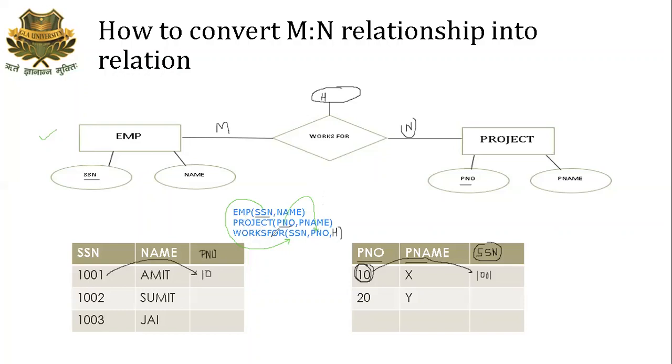So in an M:N relationship, in short, we can conclude: write the strong entities as they are, employee and project, and make a third table.